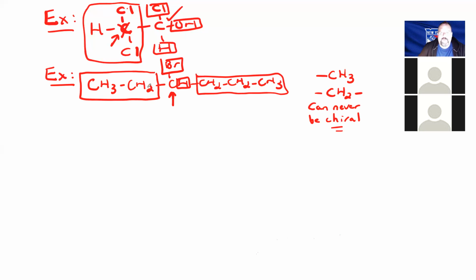So if you look at it that way, are the groups on the left and the right different? And the answer is yes. The group to the left is CH2CH3. The group to the right is CH2CH2CH3. Those are different groups. So in fact, that carbon in the middle there is chiral. All right. So I like that example because it illustrates that aspect. Just want to take a look at one more to illustrate one other point.